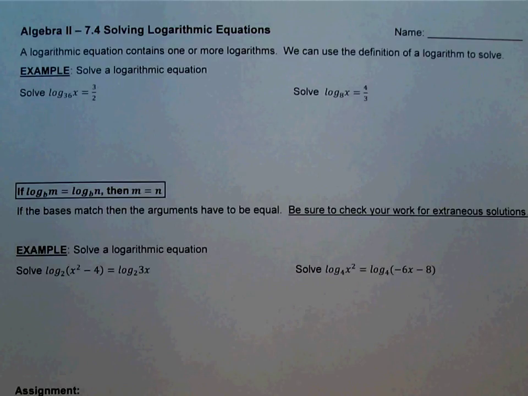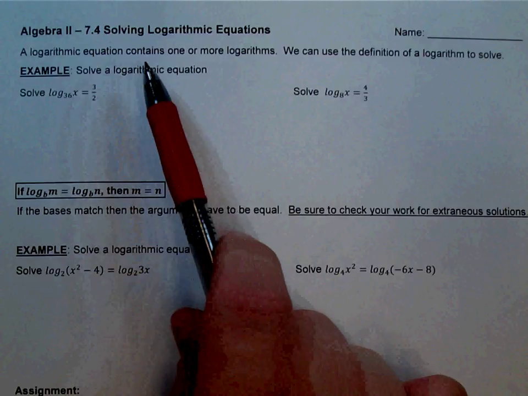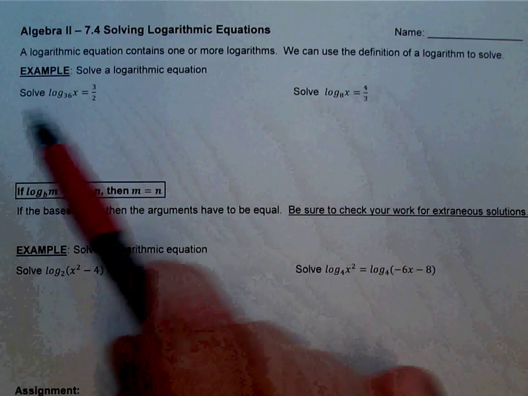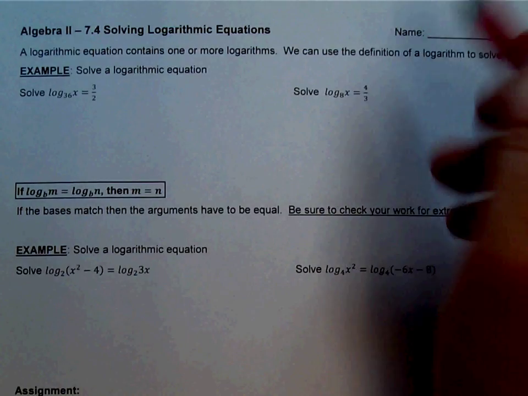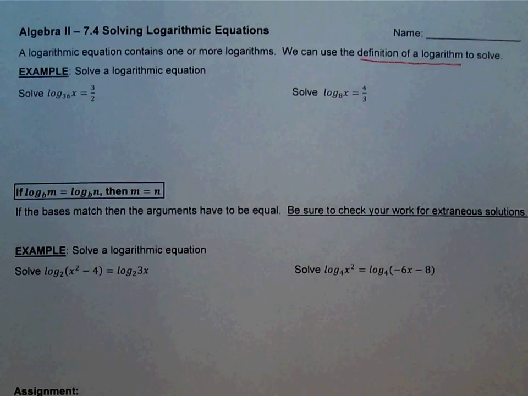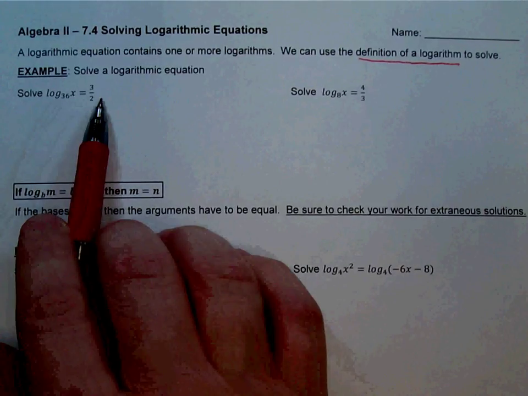Okay, so 7.4 is about solving logarithmic equations, or equations that have logarithms in there. You can see at the top it says a logarithmic equation contains one or more logarithms. In the first couple of examples, we're going to use the definition of a logarithm, and what we mean by that is we're going to rewrite it as exponential, and we'll do that to solve. So on this first one, it's written as a logarithmic equation.